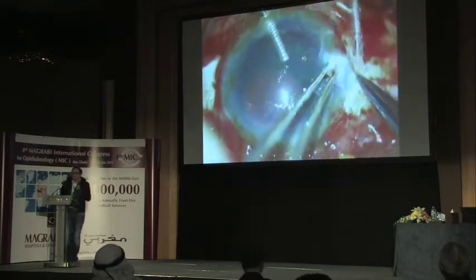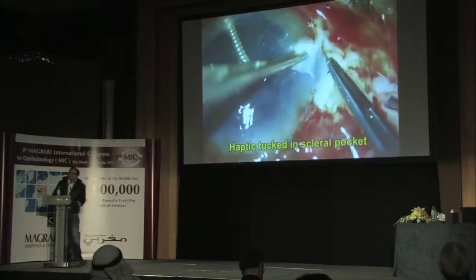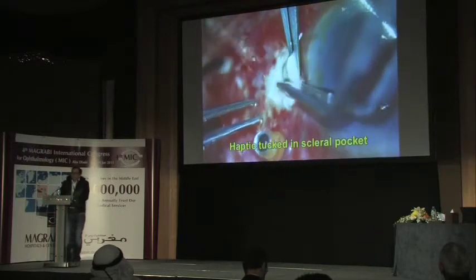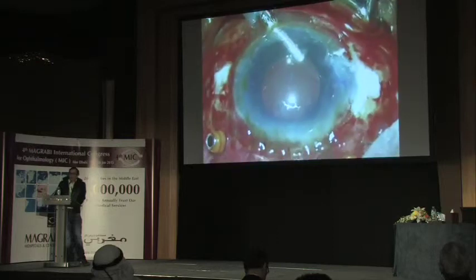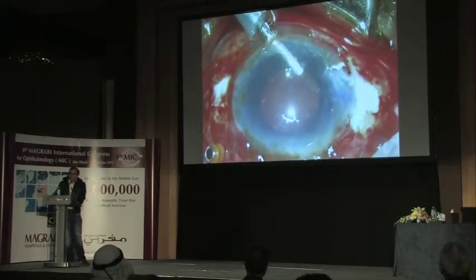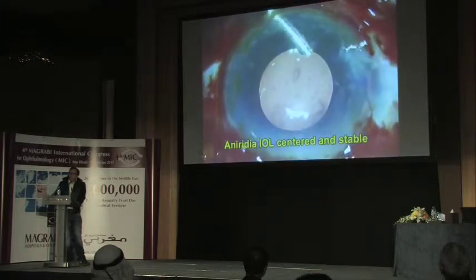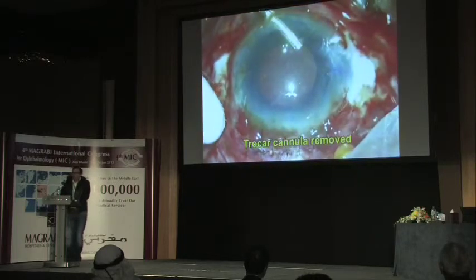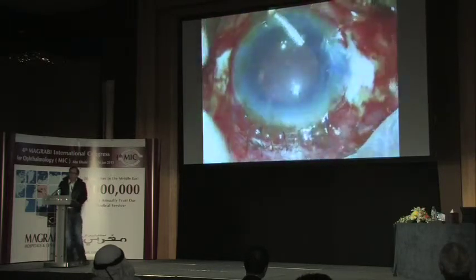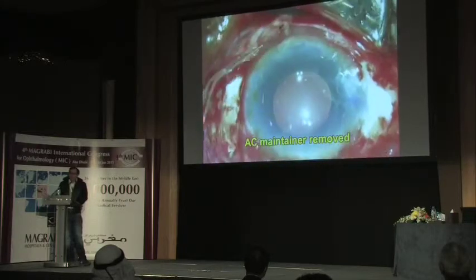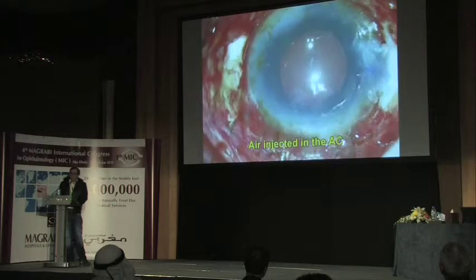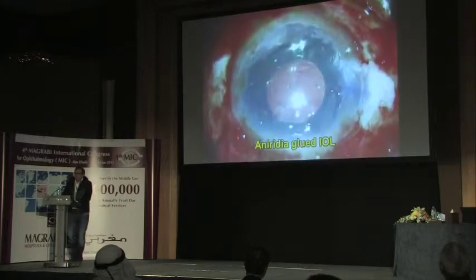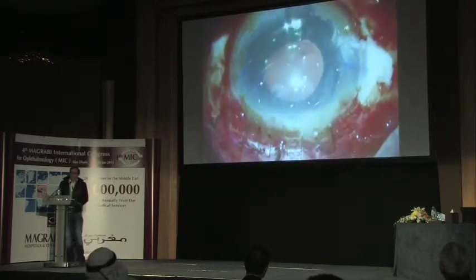In other words, ladies and gentlemen, what am I doing? I am creating an aniridic glued IOL. So once both haptics are tucked, I will now inject some air in the chamber so that there will be no hypotony when I remove the fluid. Because obviously when you apply the glue, you don't need fluid in that eye. Take out the two trocar cannulas, take off the AC maintainer, do some stromal hydration, inject air in the chamber, apply the glue, seal everything, and create the aniridic glued IOL.